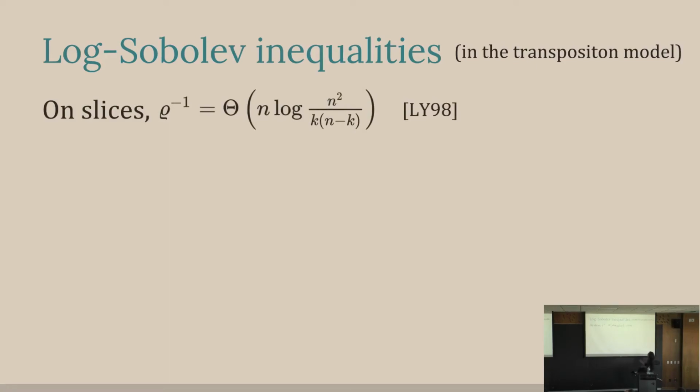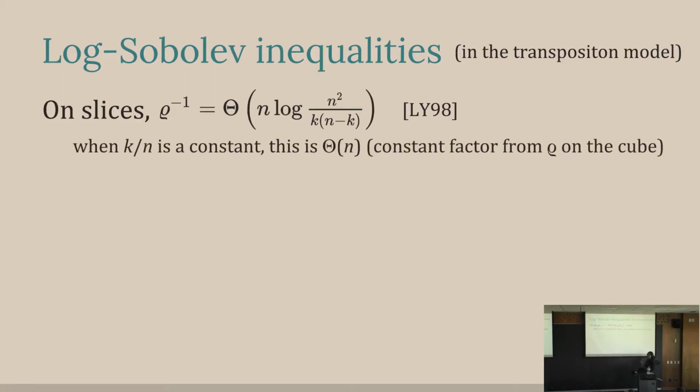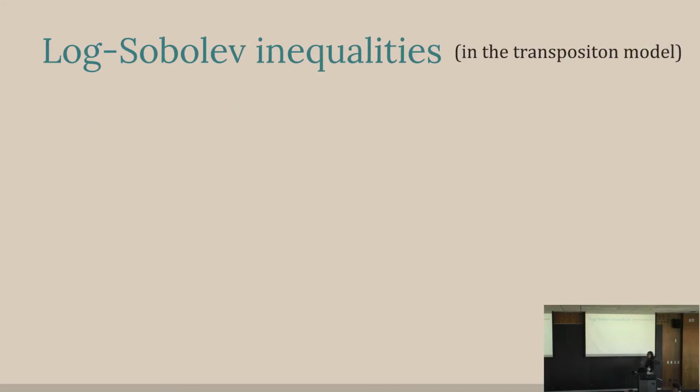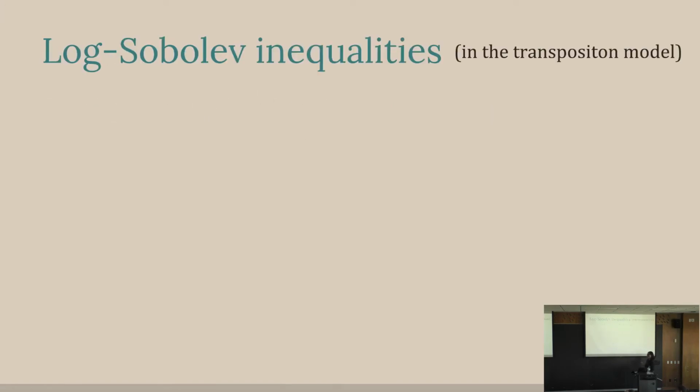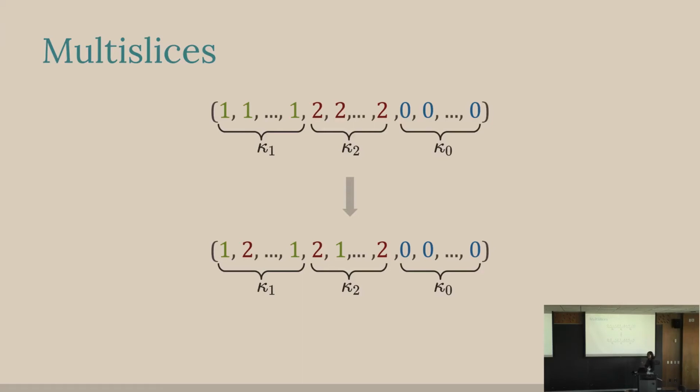On slices, it's been calculated that the inverse of the log-Sobolev constant is theta of n log n squared over k times n minus k. Can you define what the inverse log-Sobolev constant is? Right, it's just the inverse of the log-Sobolev constant. But what is the meaning of that number? I mean, presumably it's a constant in some inequality. Can you write down that inequality?